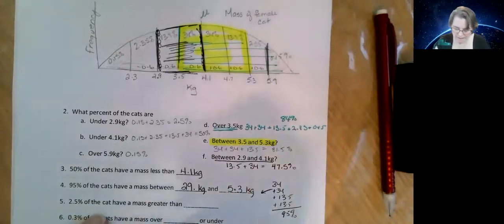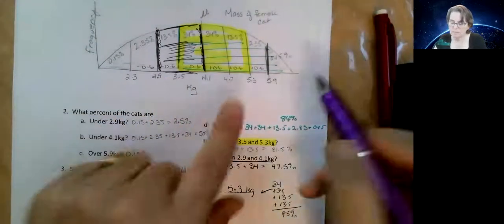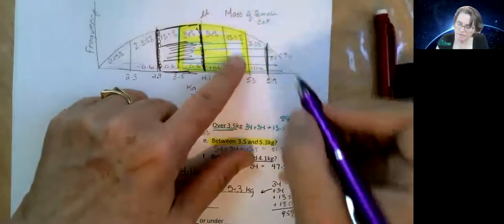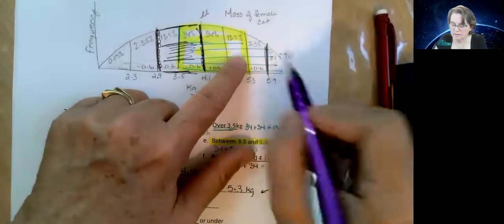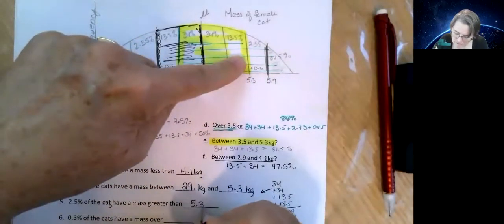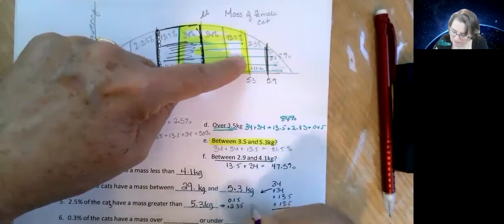2.5% of the cats have a mass greater than, all right, I want 2.5%. So if you remember, we want it to be greater than, and look right there, 5.3 kilograms. Because this is 0.15 plus 2.35. Whoopsies, 2.5.